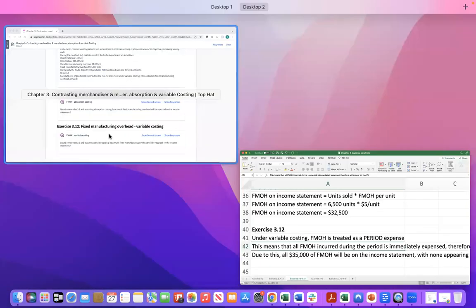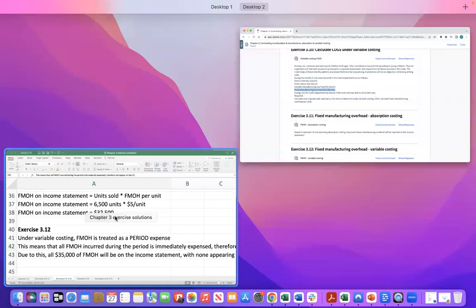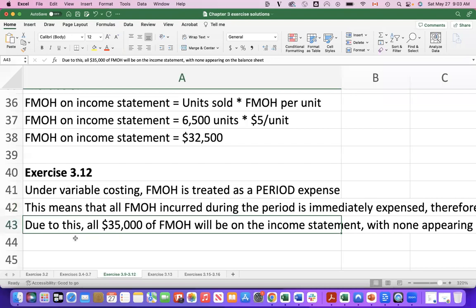That 35,000 in fixed manufacturing overhead under variable costing is going to be expensed immediately. So whether we sold 0 units up to 7,000 units, that fixed manufacturing overhead of 35,000 is going to be expensed immediately, meaning it's going to show up on the income statement in total immediately during the month of July. That's why under variable costing, all 35,000 of fixed manufacturing overhead will appear on the income statement, with none appearing on the balance sheet.